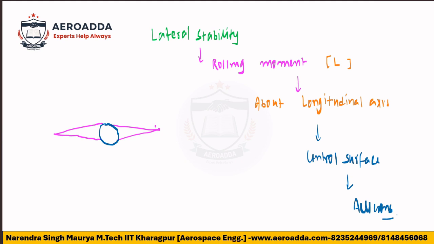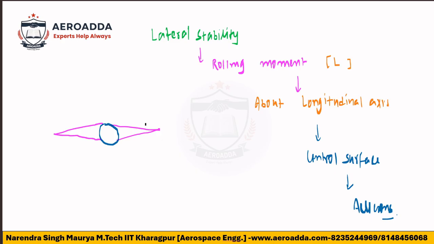So the pitching moment part is over. Now we are going to talk about the rolling moment. For this rolling moment, basically we have a main wing, and on the main wing there will be a control surface which is called the aileron. So if you mount the ailerons here, obviously it will be mounted here.